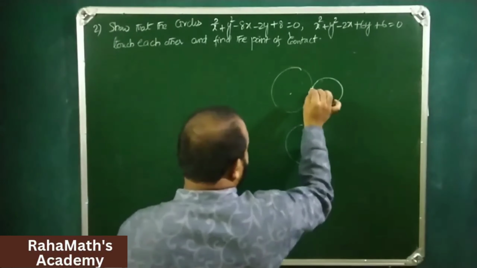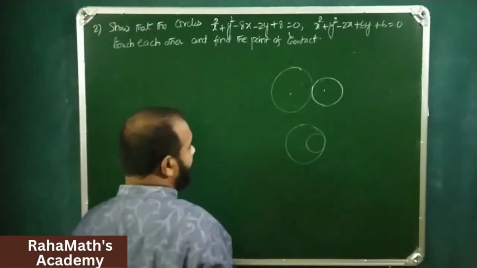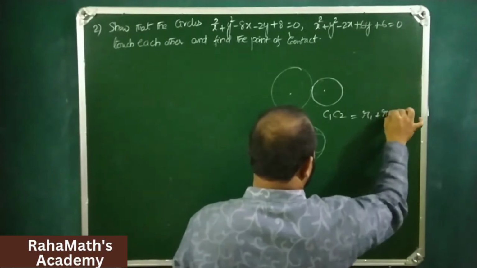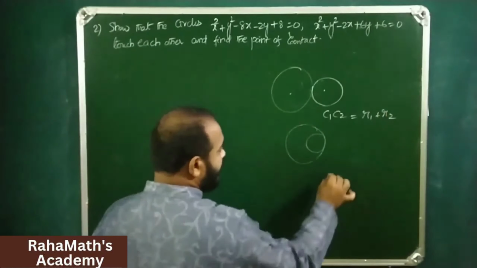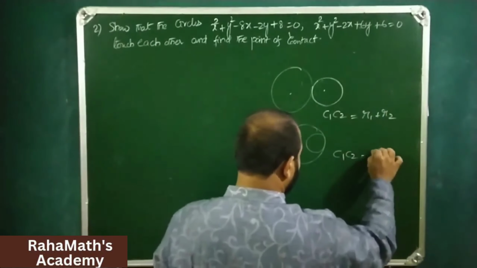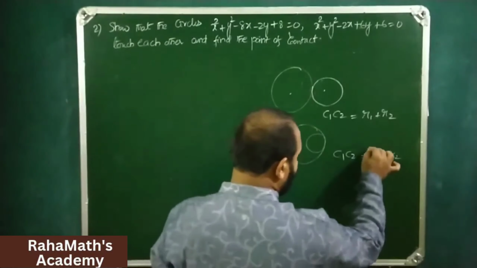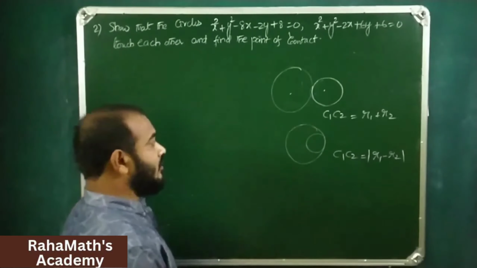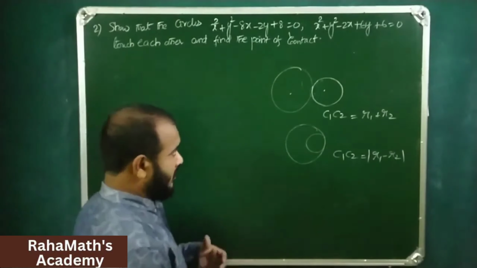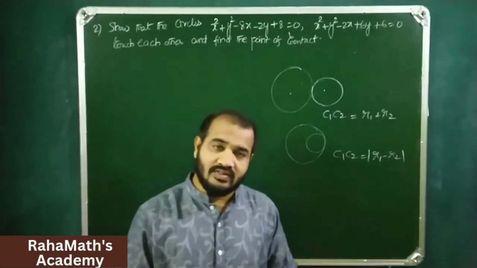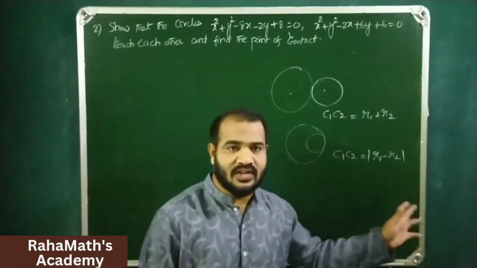If two circles touch each other externally, then C1C2 is equals to R1 plus R2. If two circles touch each other internally, then C1C2 is equals to R1 minus R2, the absolute value of their difference. So, the condition for the two circles to touch each other is C1C2 is equals to R1 plus R2 or R1 minus R2, we can say.